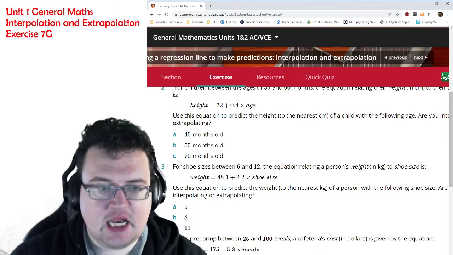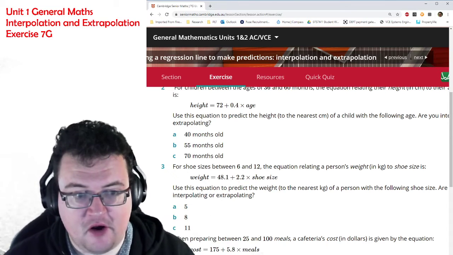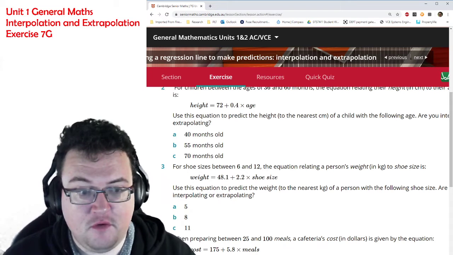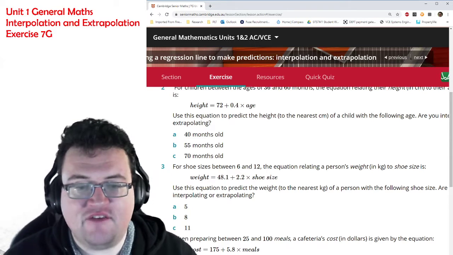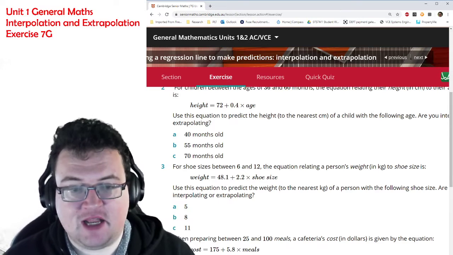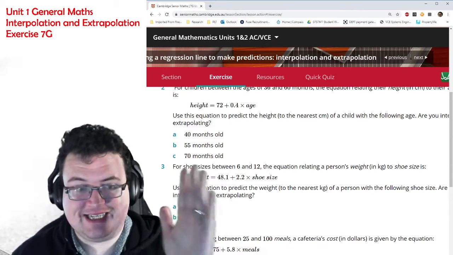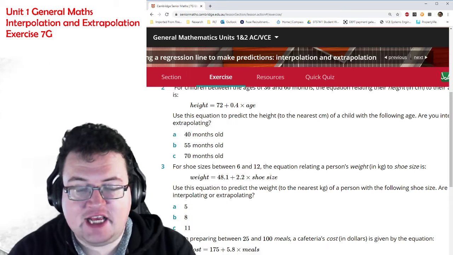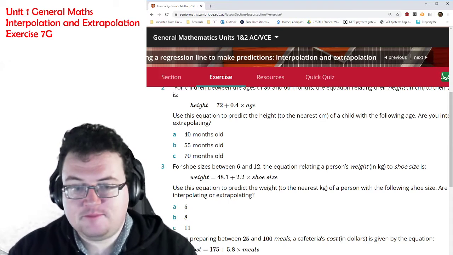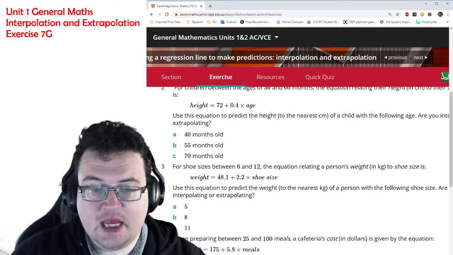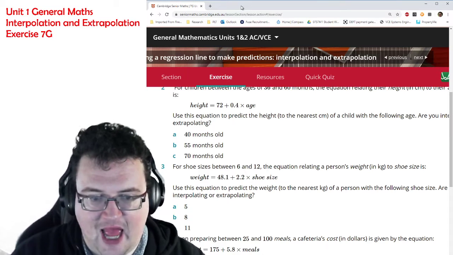What you need to realize is that if our data on one axis, our explanatory variable, the EV, is a range between 6 and 12, anything between 6 and 12 is something that we can trust within reason. If it's outside 6 and 12, I am extrapolating it. The data can't necessarily be trusted. So in this case, because I start with shoe sizes 6 to 12, question 3A says 5. Is 5 interpolating or extrapolating? Because 5 is less than 6, it is therefore an extrapolation. I cannot trust the data to give me accurate information.